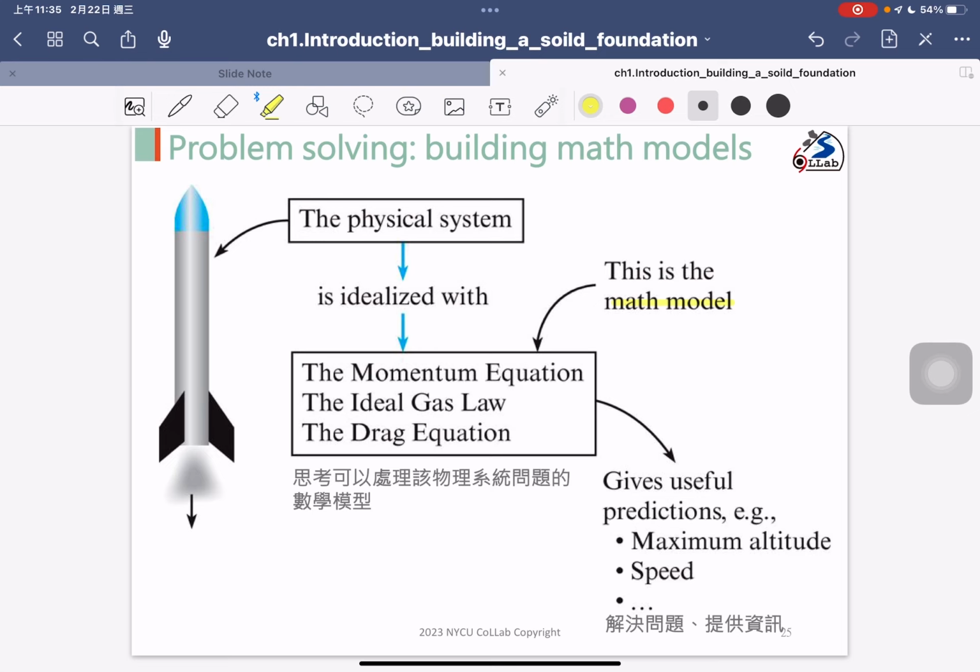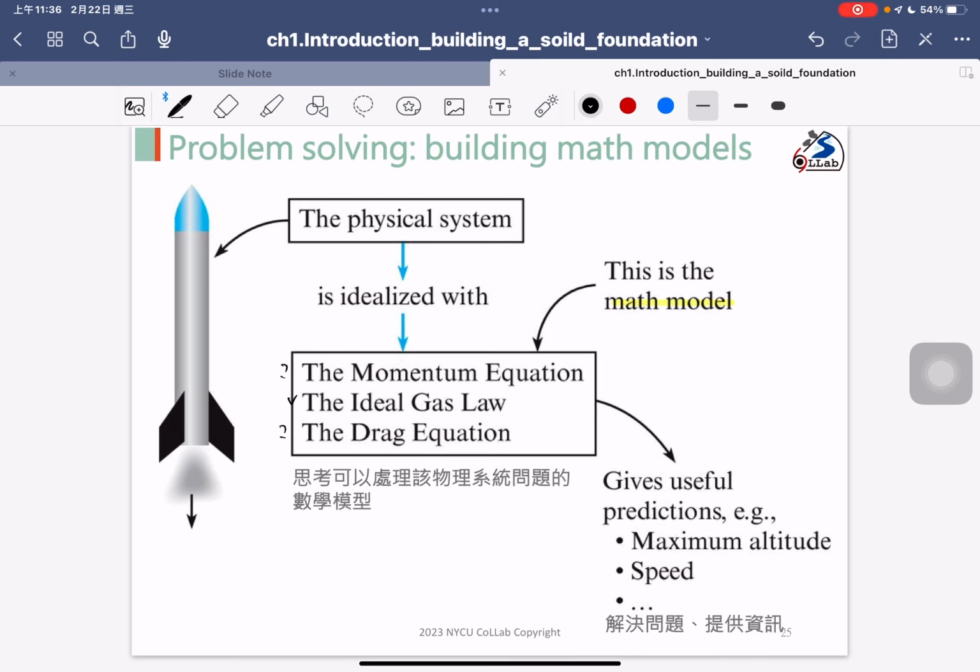You only understand what the ideal gas law is, right? But the other two equations you didn't know. For example, you didn't know the momentum equation. What is the momentum equation? And you didn't know what the drag equation is. Okay, so for me, how can we apply the ideal gas law?